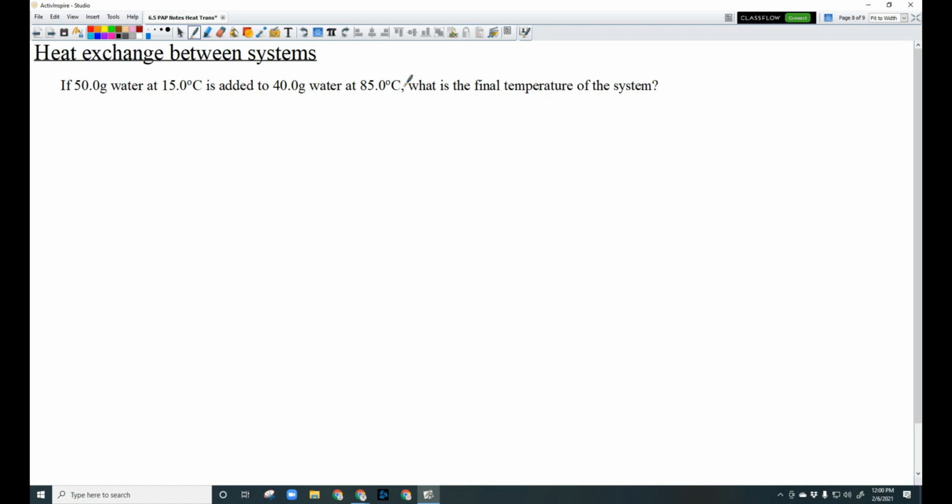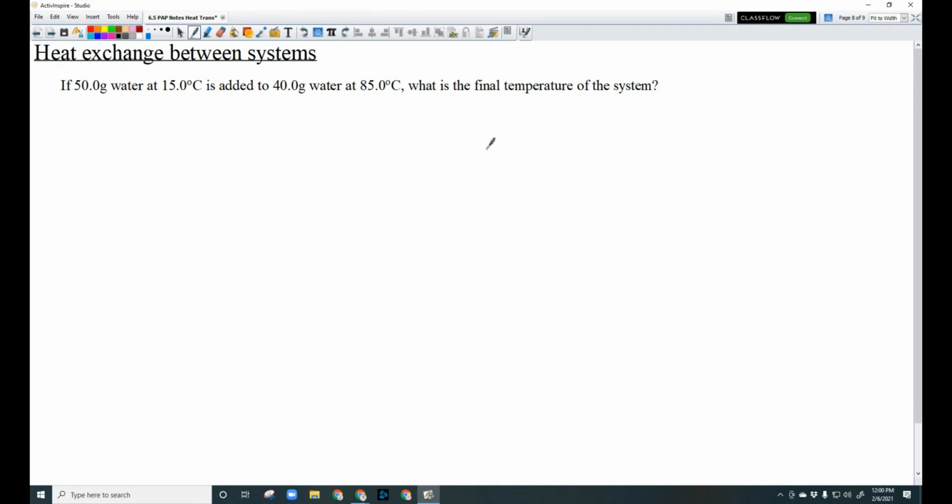Like, you're going to see problems that may say, a girl's earring is dropped into her coffee. Okay, so the earring is going to absorb heat. The coffee is going to lose heat. What's going to be the final temperature of the coffee when this happens? Just things like that. This can also be used to identify metals.